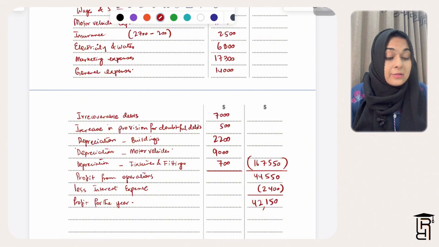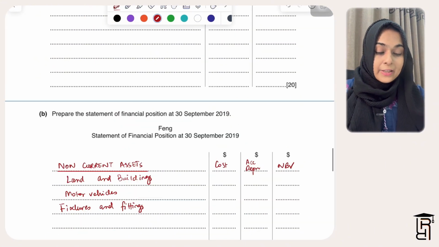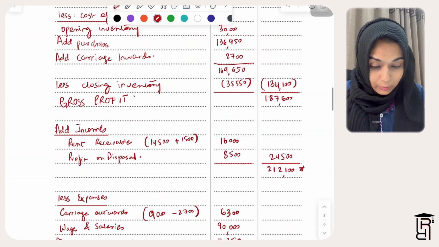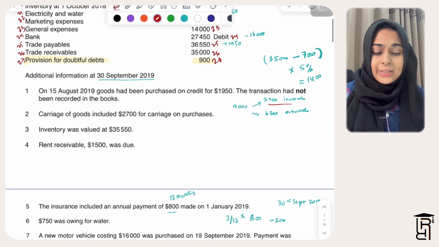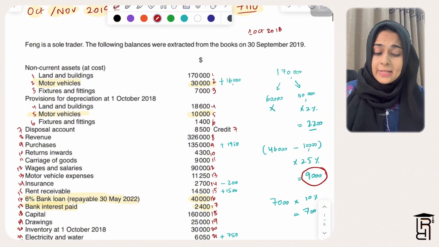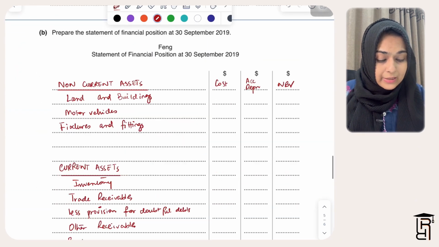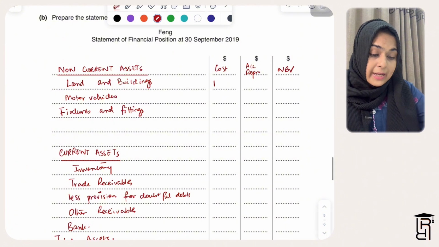Now we need to make the statement of financial position. So let's make the statement of financial position for the same sole trader. What is important to note here is that you need to firstly record the non-current assets. So we had three non-current assets, and the cost of these three was 170,000 for land and buildings, motor vehicles was 30,000, and 7,000 was fixtures and fittings. So I need to record this in my cost column.